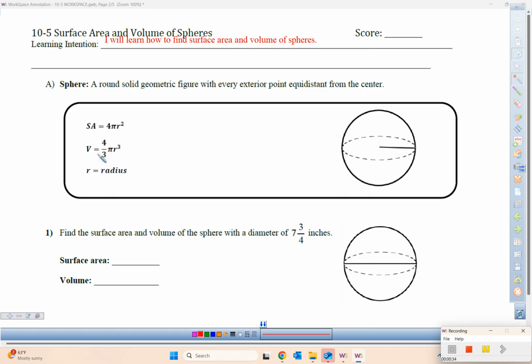Okay, so let's go ahead and name some of the parts. Once again, it is a circular shape, so it's going to have a radius. And when you go all the way across, we're still going to have a diameter. And this is just showing the circle that is all the way around it.